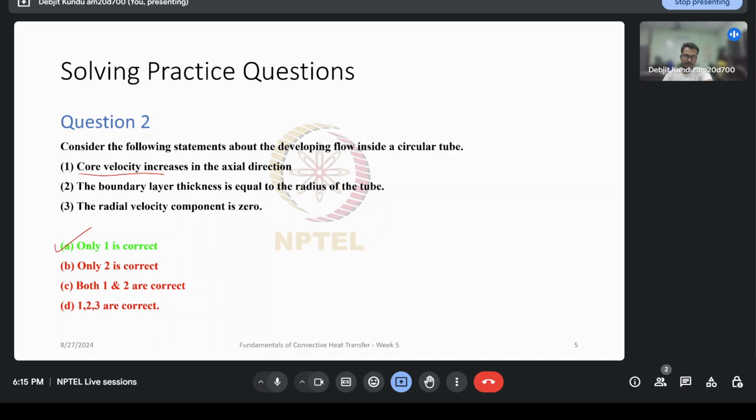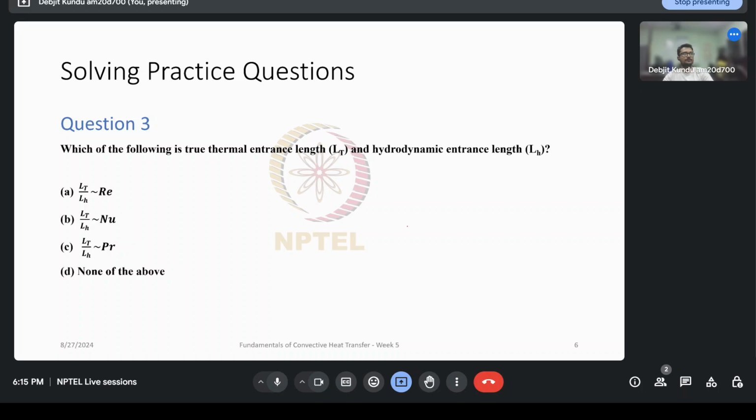Okay, so let's move along. We'll move on to question number 3, which is asking us which of the following is true for thermal entrance length and hydrodynamic entrance length. So thermal entrance length is given by L suffix T and hydrodynamic entrance length by L suffix H. And there are many relations given in the options below. You have to pick the correct one.